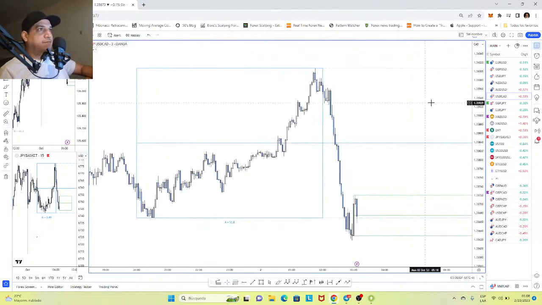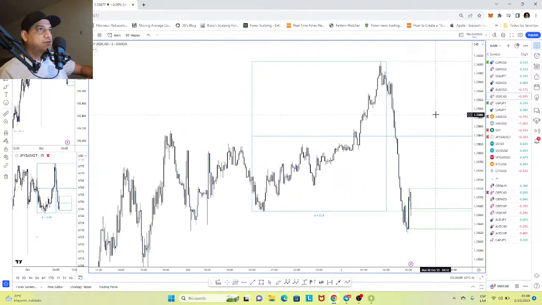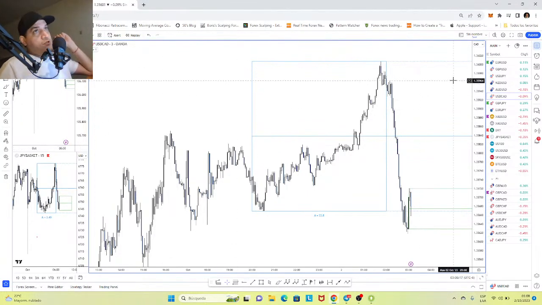I'm not a big fan of trading the Canadian dollar during the Asian session, but this might also be a good idea as a short on the US dollar. So I'm not gonna place both trades. Of course, that would be just stupid. Let's have a look at the US Canadian dollar, USD CAD.